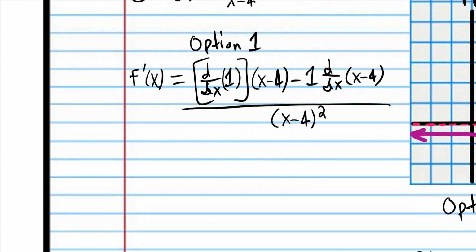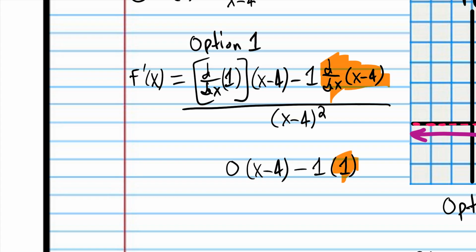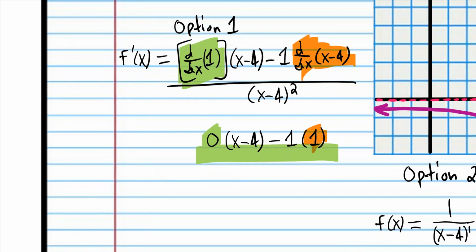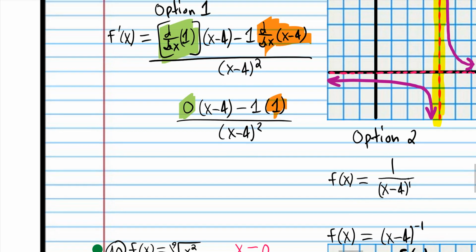And so the derivative of 1 is 0. And by the way, you don't have to show the d over dx's when you do this. You can just do it quickly in your head if you feel comfortable doing that. So this became that, just to be clear, that became that, and that's all over x minus 4 squared. So we have negative 1 over x minus 4 squared.